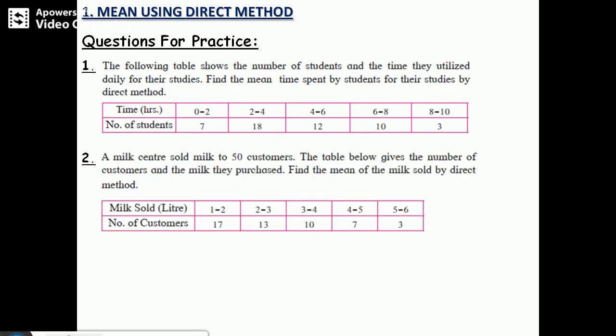A milk center sold milk to 50 customers. The table below gives the number of customers and milk they purchased. Find the mean of the milk sold by the direct method. Again here we have to find out the mean, and that mean will be solved with the help of the direct method.